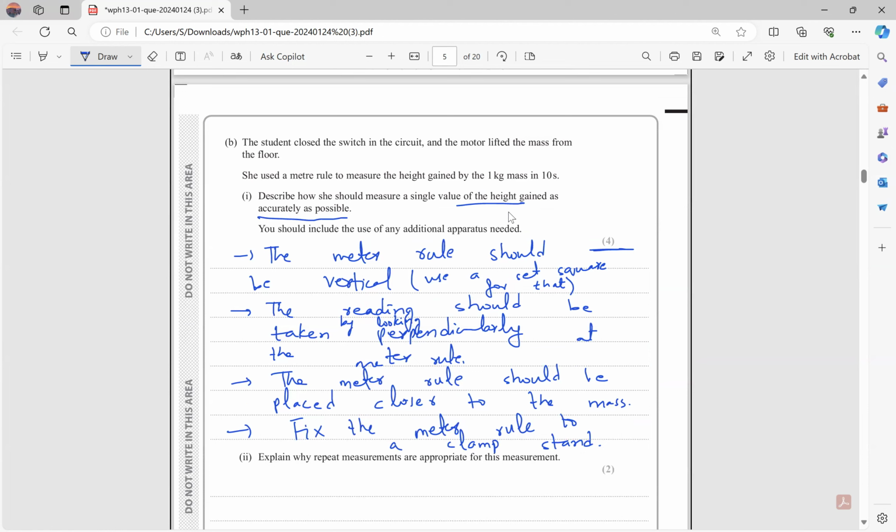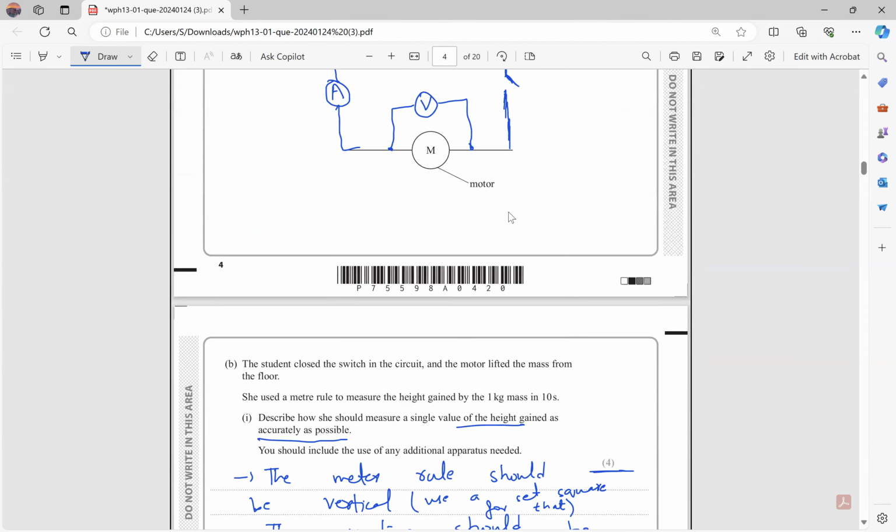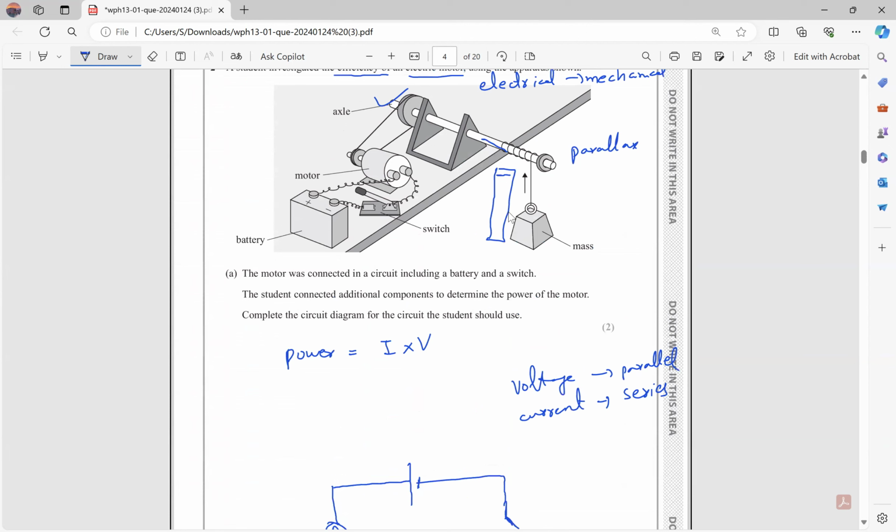Well, repeat measurements are usually appropriate for every measurement. The reason is because they reduce random error, the error introduced in the system by our mistakes. They remove that error. So for example, if I'm taking some readings using this meter rule, the first reading that I take, I just take it like the mass is over here.